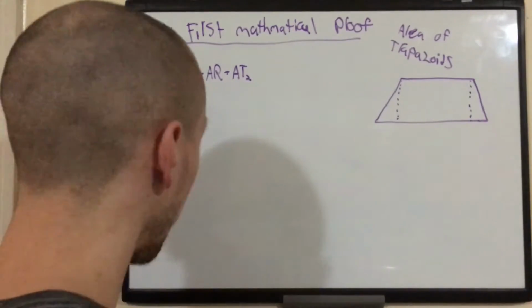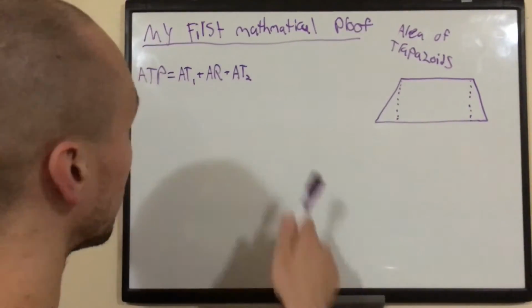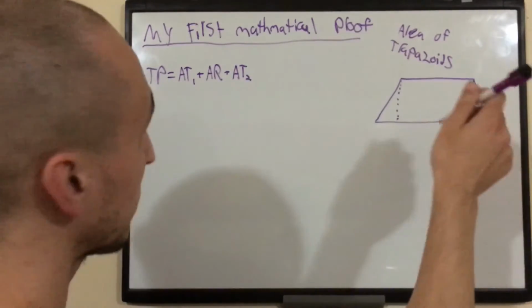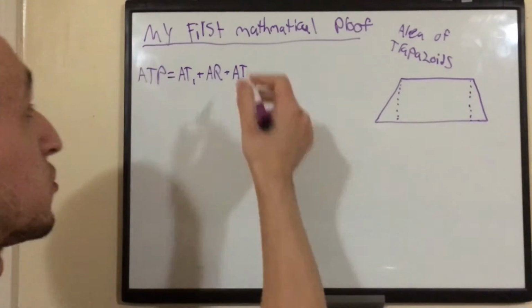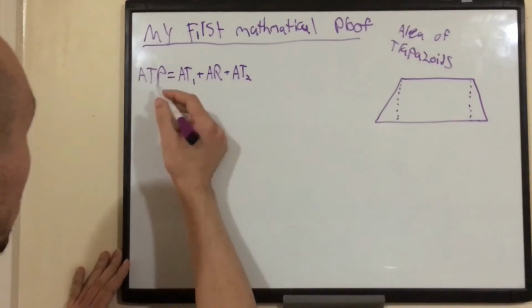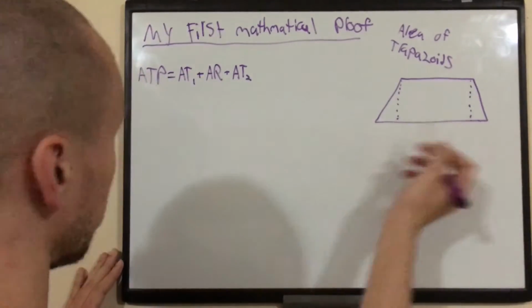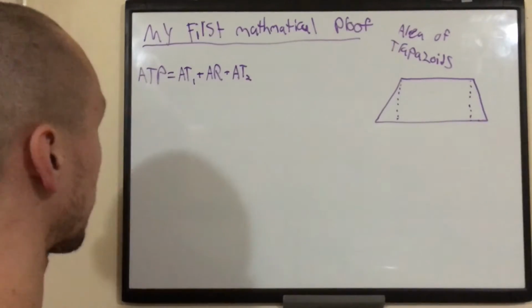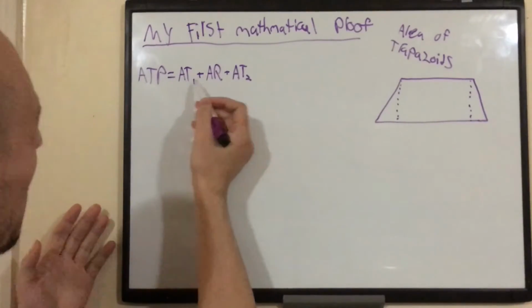Don't worry, I already thought of this both times I did this proof. If there is no AT2, it's just 0. You just do plus 0, you're fine, okay? Alright, so we know if you did add up all these areas, you would get the area of the trapezoid, of course. Of course, now, what are these things?